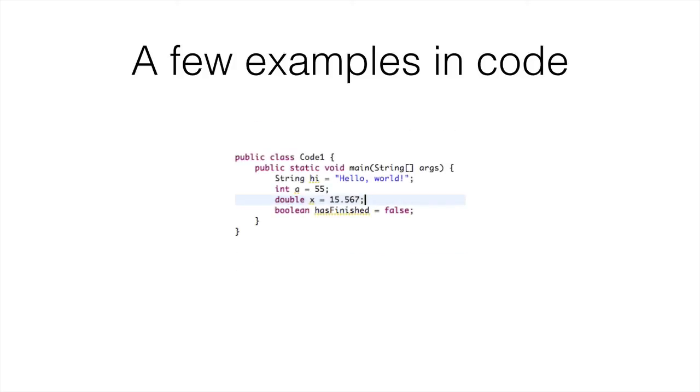Okay, so this is what we need. String, int, double, and boolean. The others, you can pretty much forget about them for now. So string hi is hello world, int a is 55, double x 15.567, boolean has finished equals false. These 4 data types are the ones that we're going to be using the most. So make sure that you at least recognize these. String is just a set of characters. Int is a whole number as depicted by the name integer. Double is a double precision floating point number, and it has a decimal place. And a boolean is just a true or false value.